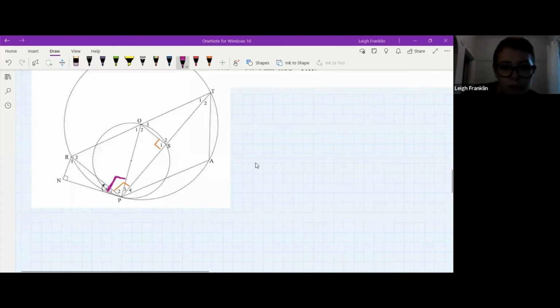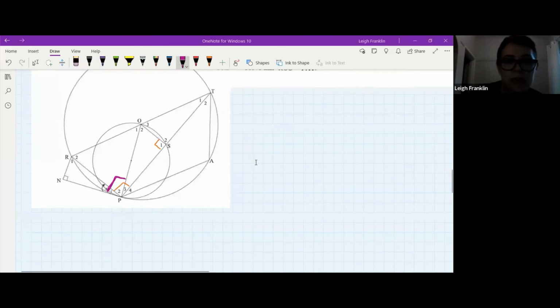Let's have a look what's going on in the chat. We can find R1 by the sum of a triangle. There we go, Kanyasile, excellent. R1 is 90 minus X. Lovely, well done. Okay, nice.